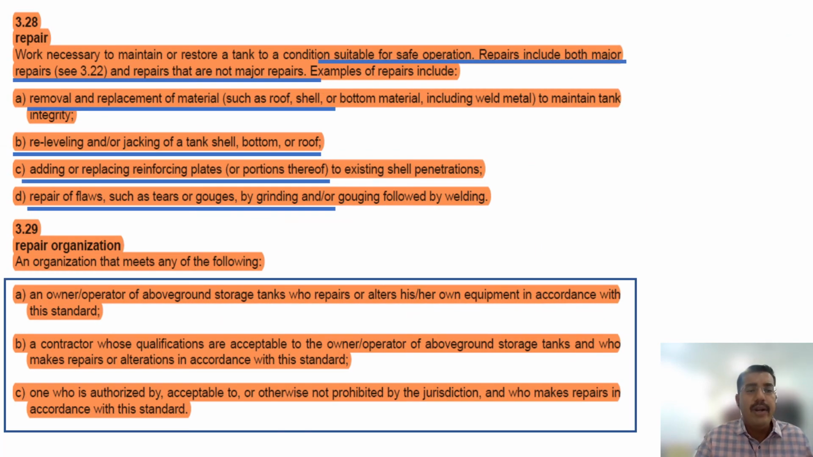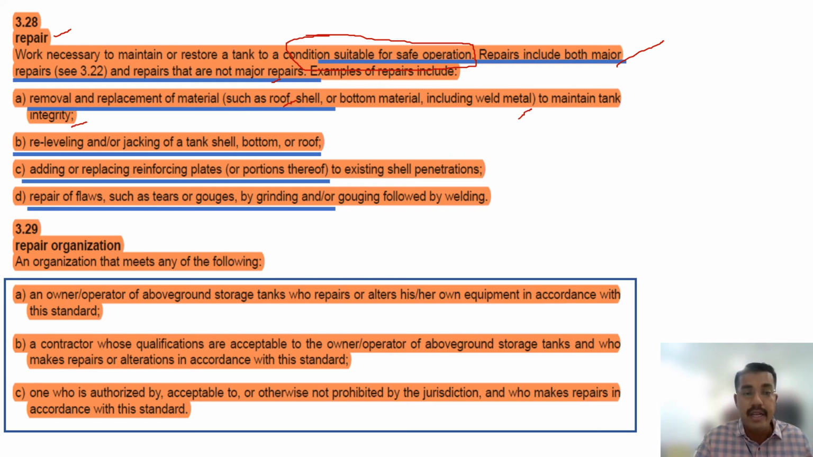Repair. What do you mean by repair? Work necessary to maintain or restore a tank to a condition suitable for safe operation is called a repair. This is the definition and usually they ask it in the exam. Repair includes both major repair and not major repair, or minor repair. Okay. Examples of repair include removal and replacement of materials such as roof, shell, bottom materials including weld metal and maintain tank integrity. It is a major repair, some of the major repair.